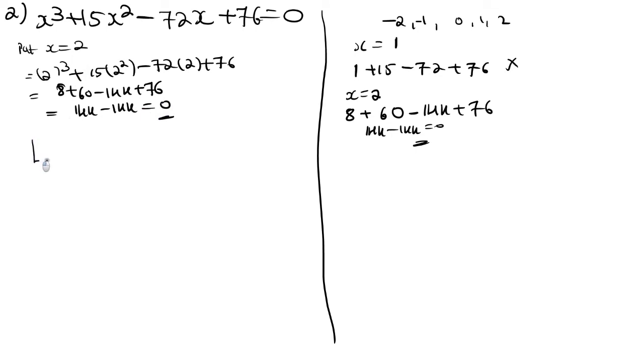Find the other roots using the synthetic division method. The coefficients are: x cube has 1, x square has 15, x has minus 72, and the constant term is 76. Put x equal to 2 here. You need to write the same number first. 2 into 1 is equal to 2. 15 plus 2 is equal to 17. Now see, 17 into 2 is equal to 34. Then subtract: minus 72 plus 34, right?